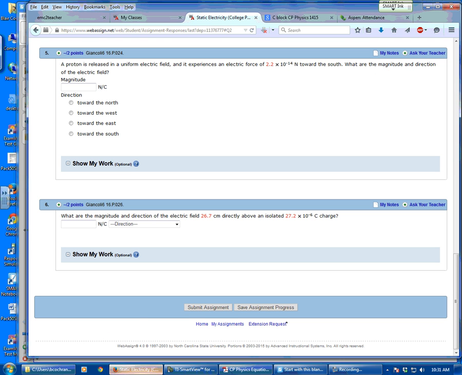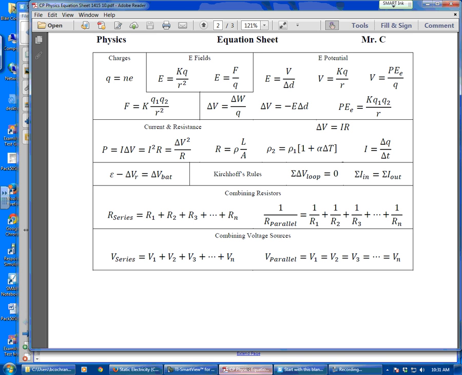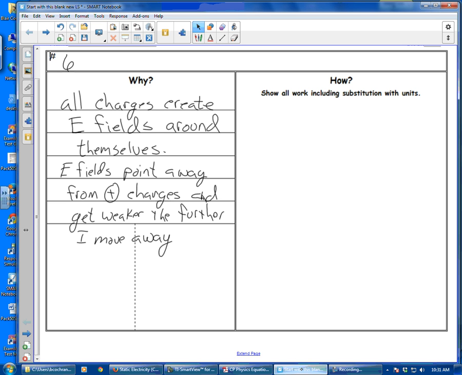So, is this problem about an electric field and the charge that creates it, or an electric field and a charge that experiences it? This one's about creating it. So that's why, equation-wise, I'm going to use the electric field equals KQ over R squared as my equation. So, electric field strength E is KQ, the charge that creates it, over R squared, how far I am from that charge.